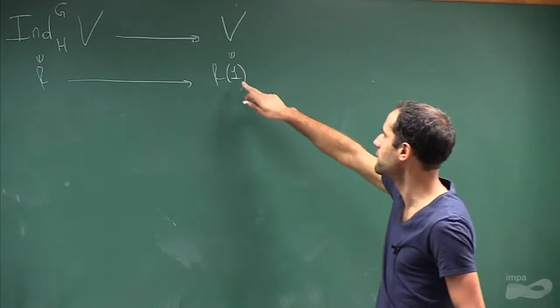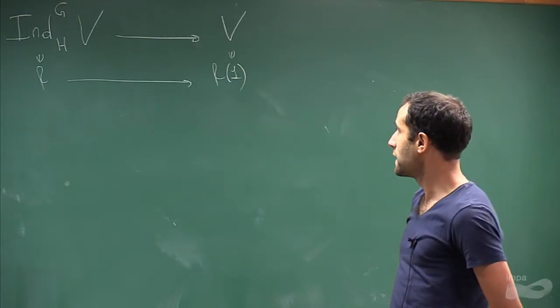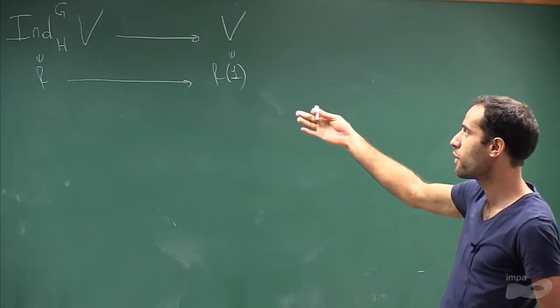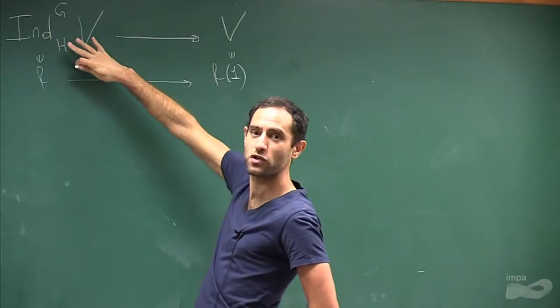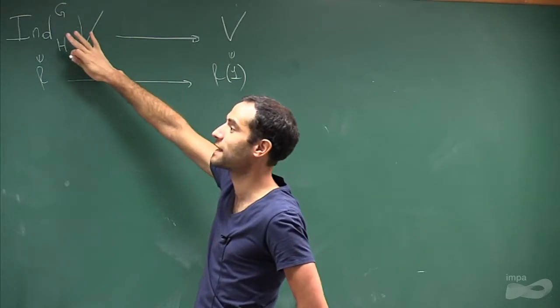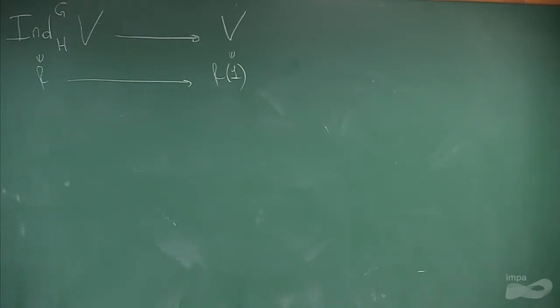Okay, 1 is the identity element of the group G. I'd like to say that this is a morphism in the category of H modules. But this is an H module, and this is a G module. This is not an H module in principle. So to view this same vector space as an H module, I apply the restriction functor from G to H, which doesn't change anything because the vector space is the same. But now I'm viewing it as an H module.